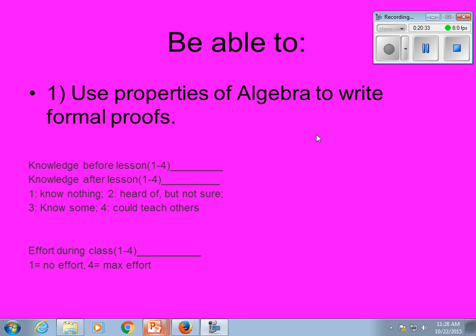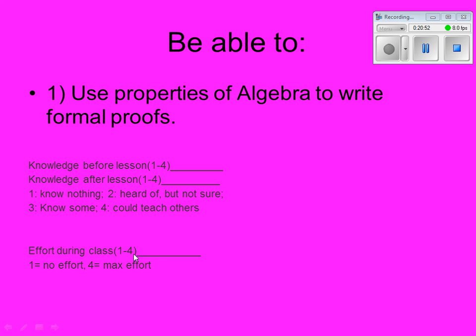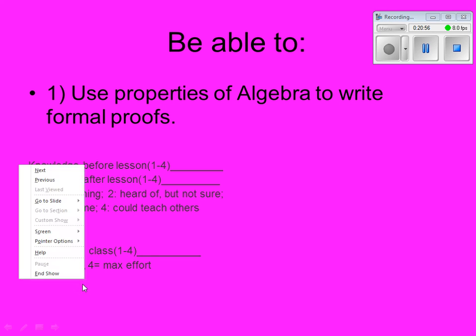All right, these are your notes. What we're going to cover today is being able to use properties of algebra to write formal proofs. A formal proof, unlike an informal proof, we talked about informal proofs last time. Those were paragraph proofs. A formal proof is also called a two-column proof. And we're going to get to that here in just a second. So use properties of algebra to write formal proofs.